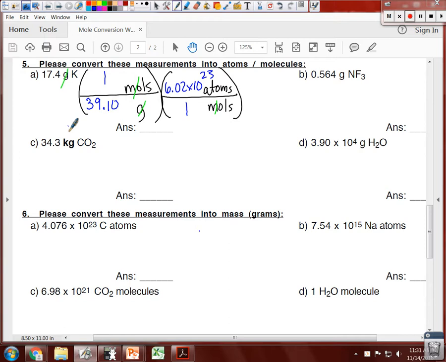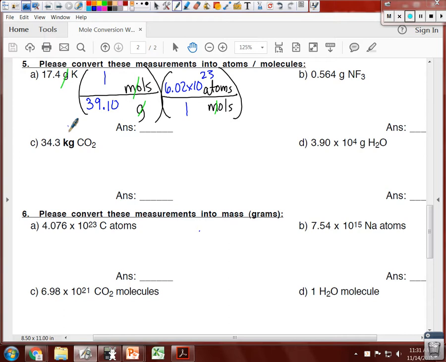Yes, 0.1. That's correct. So here's the deal. Now, the only difference in this problem is you've got to multiply and divide. So my question to you is, what are you going to multiply times the 17.4? Avogadro's number. Anything that's ever on top, what do you do with it? Multiply. And anything that's ever on the bottom, what do you do? Divide.